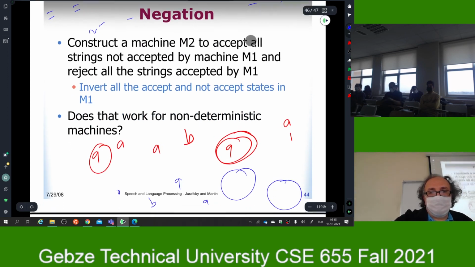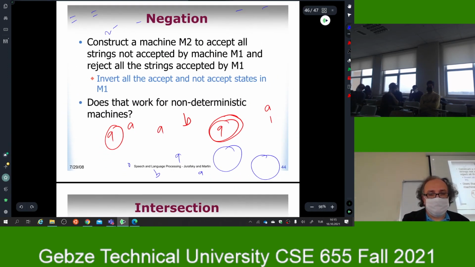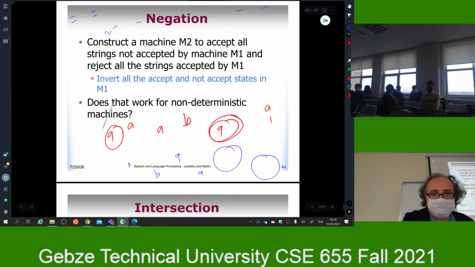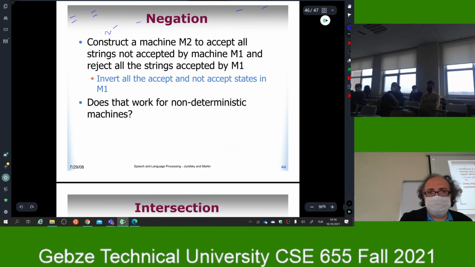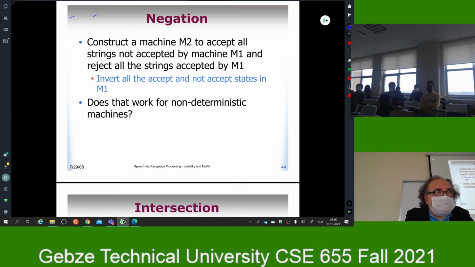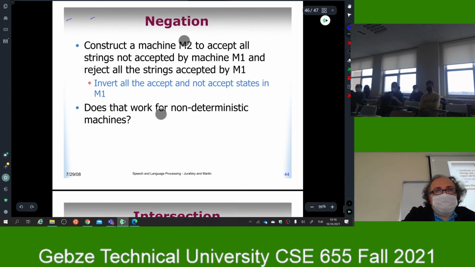Another one is negation. You actually know these rules, right? How do you negate a language? What does negation mean? All the words that you recognize become invalid words, and all the words that you reject become acceptable words. That's called negation. And this is how you do the negation.